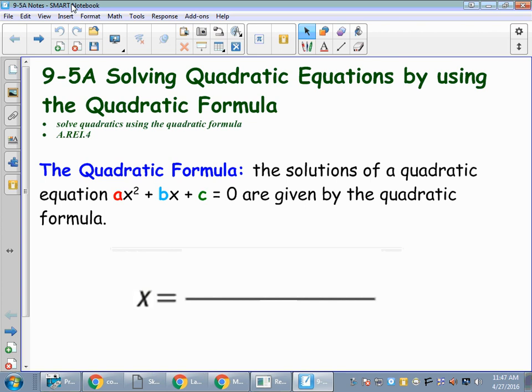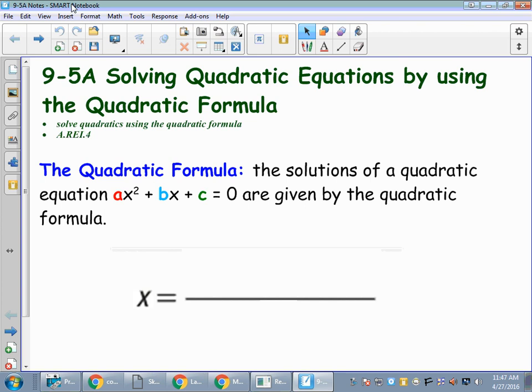Because if you can see in the name, it's a formula. So I don't know about you guys, but anytime I use a formula, it is just a matter of plugging the right numbers in the right spots and doing some order of operations and calculations. So not a ton of thinking going on. So the quadratic formula is used to find the solutions of a quadratic equation. If you use the formula, it will give you the solutions.